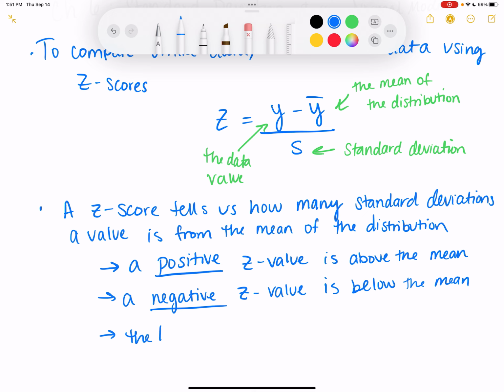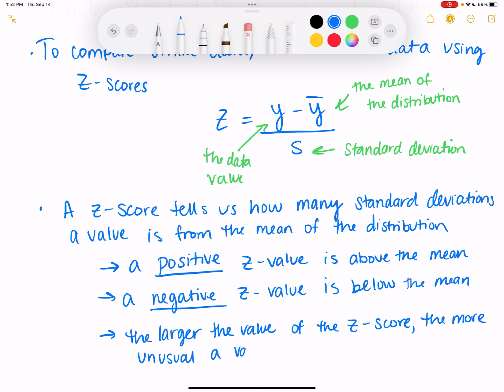The larger the value of the z-score, the more unusual a value is. Now, when it says the larger the z-score, that really should be the absolute value of it, because a negative 4 z-score is very unusual.